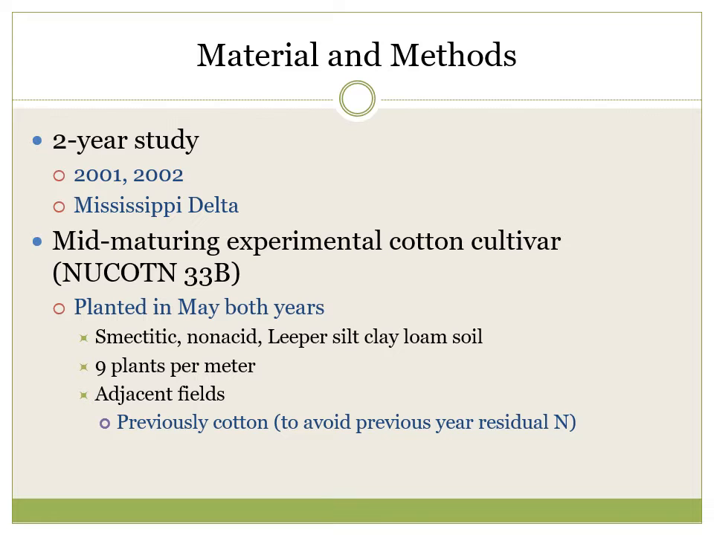This was a 2-year study done in Mississippi Delta in 2001 and 2002. A mid-maturing experimental cotton variety was planted in May of both years on a smectitic, non-acid silt clay loam soil. Shortly after crop emergence, plants were thinned down to 9 plants per meter. The trials were planted in separate fields following cotton to avoid residual nitrogen from the previous years.